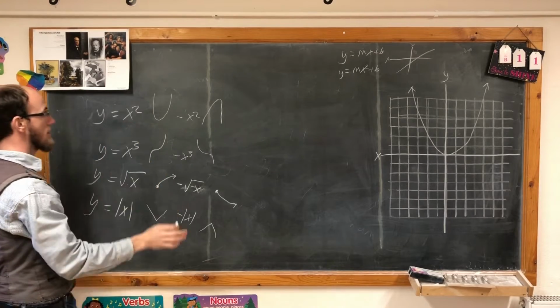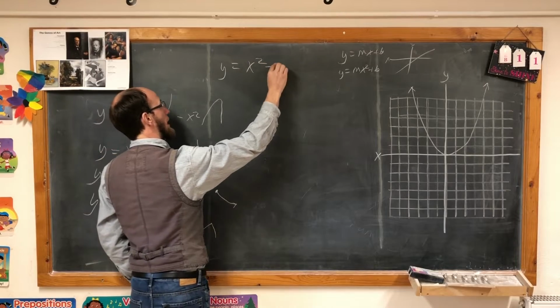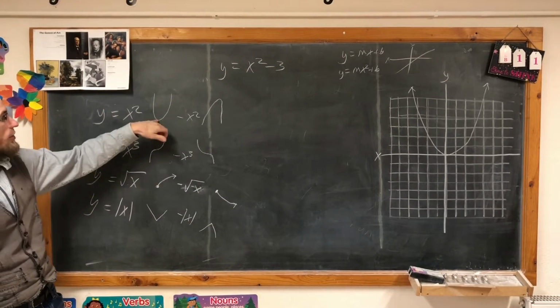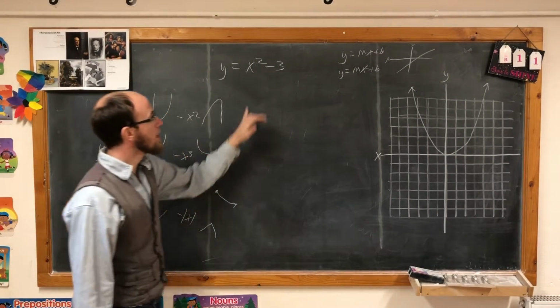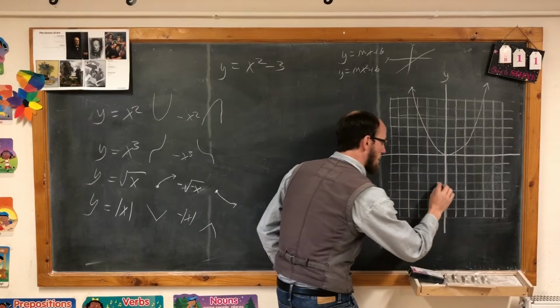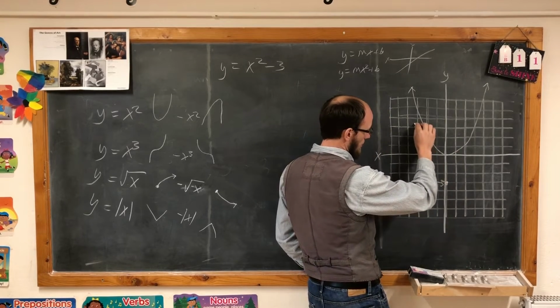Now, what about if we have a point of intersection? Suppose, let's take one like this, and let's go y equals x squared minus 3. That minus 3 means that our vertex, our point of return, instead of being at 0, is going to be down here at minus 3, right here. So there our parabola is going to come nicely through.